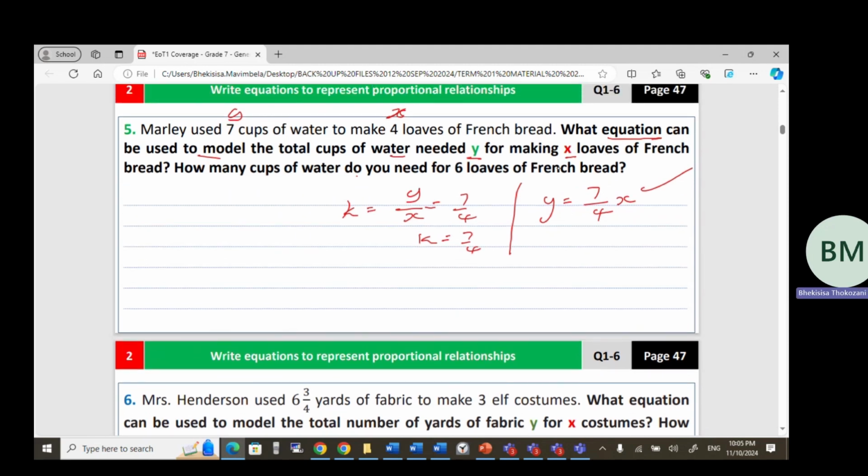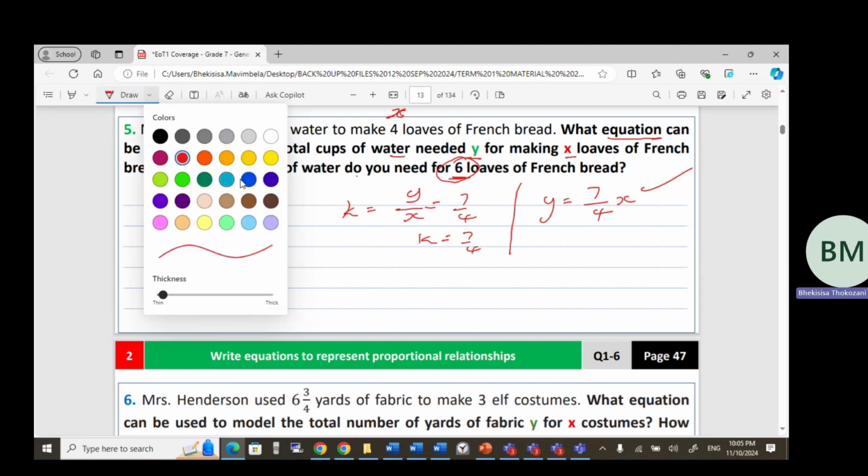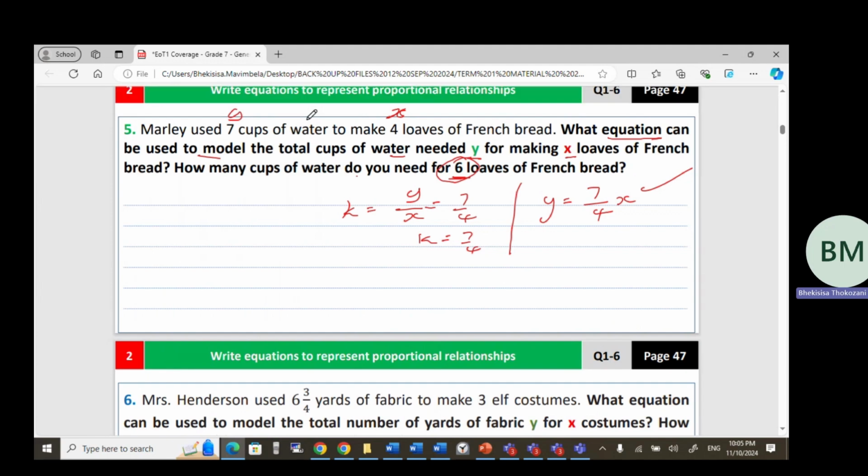After we have written this, they are asking us, how many cups of water do you need for 6 loaves? Very important part of the question. Now I have my equation, right? I've written my equation. So what I'm going to do here, I will look at this number here, this 6 loaves. How am I going to use it?